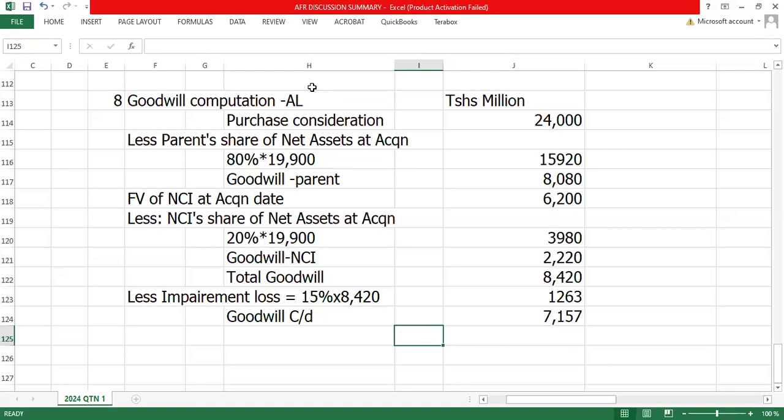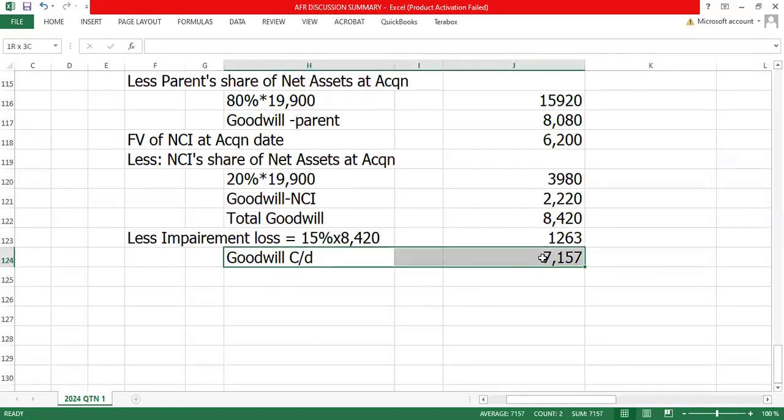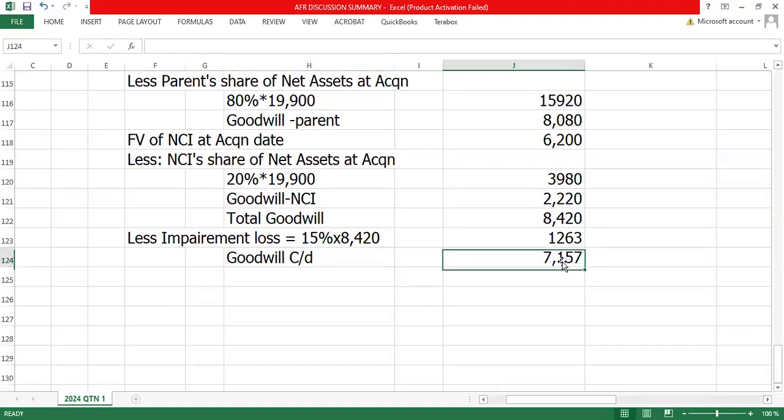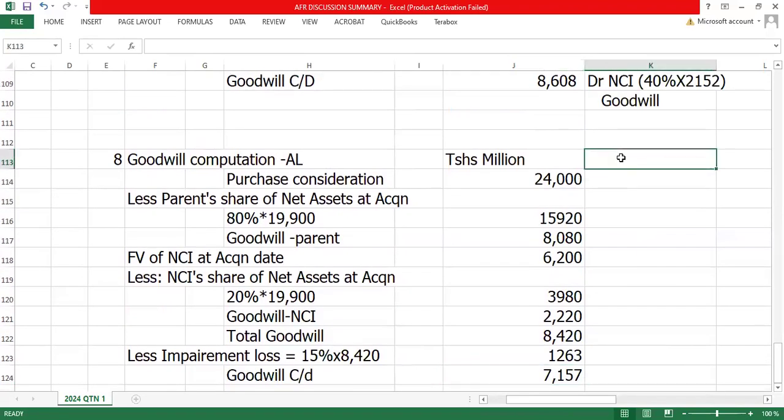So when you're translating this goodwill, this is at reporting date. Now, if you want to know this goodwill very well, some people put here the exchange rate, like in Ugandan shillings, translating this figure at acquisition, it was what? But I find it really time consuming.